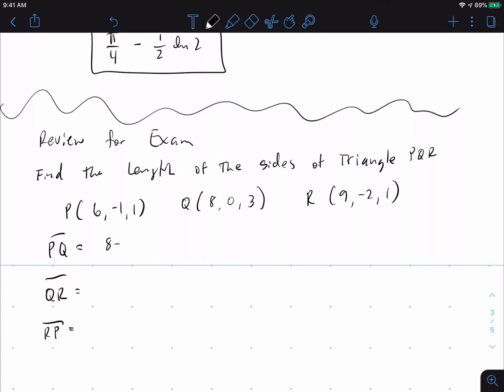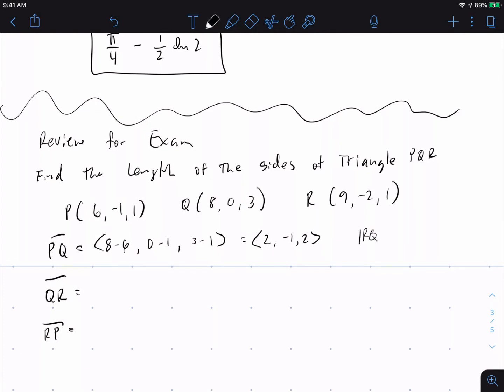Isn't the vector 8 minus 6, 0 minus 1, 3 minus 1? Yeah. So that should be 2, -1, 2. Right? Yes. And then the magnitude of that vector is going to be... Professor? Yes. Should that be a 0 plus 1? Yeah, it should be 0 plus 1, right, Professor? Oh, yes, correct. My bad. -1, yeah. My bad.